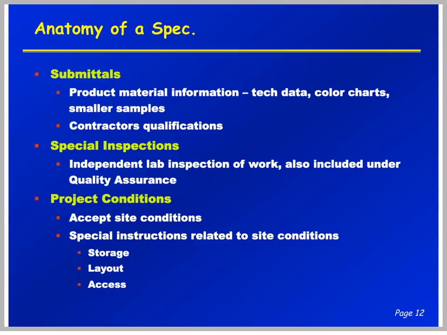Submittals, again, this is where the product material information, tech data, color charts, other types of samples, maybe some additional contractor qualifications. Special inspections might be along something like an independent lab inspection, maybe some other additional quality assurances. Project conditions, and you'll see some examples of this soon, accept the site conditions, and you need to understand where storage, layout, and access is going to be.